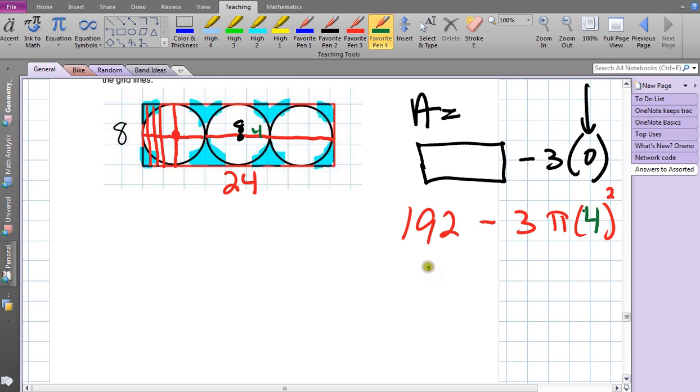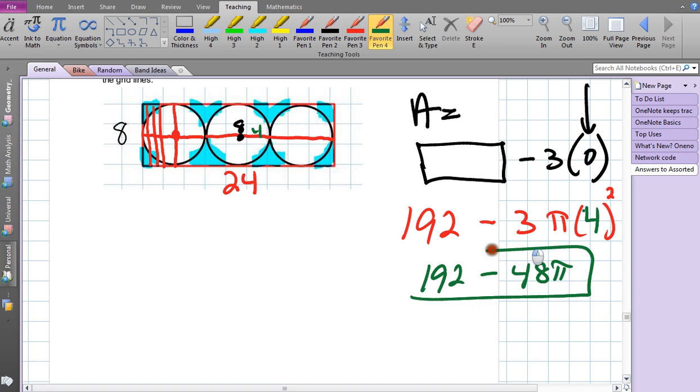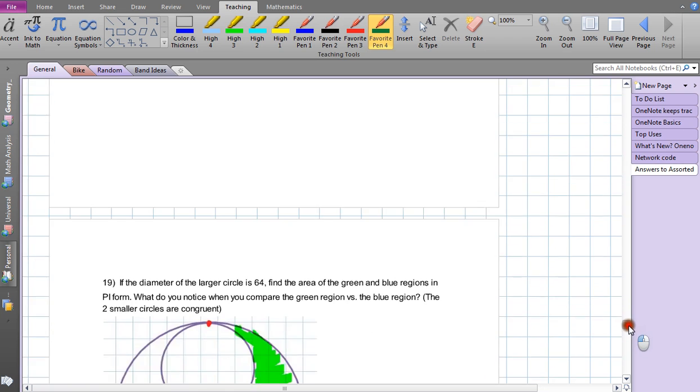So how do I write my number all fancy? It's 192 and 48 pi. And that's it. We can't combine pi's into just a regular number like 192. So that's the answer to this shaded blue region in here, 192 minus 48 pi. Let's do 2 more in here.